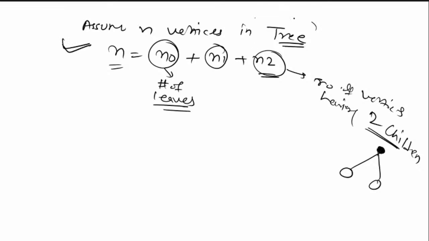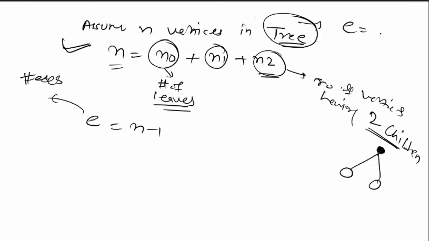Also, this is a tree, so let's assume that e is the number of edges. This will be equal to the number of vertices minus 1, because in a tree the number of edges is always equal to the number of vertices minus 1. So this is another equation we have.